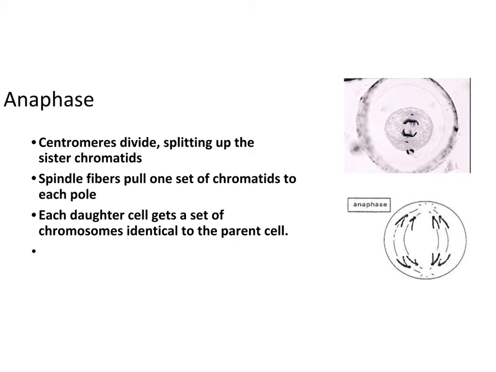And then the spindle fibers are going to pull one set of chromatids to each pole. Okay. So then each daughter cell is going to get a set of chromosomes identical to the parent cell. And then at the end of anaphase, the chromosomes are going to keep on moving towards the poles of the cell, and these move through the help of motor proteins.